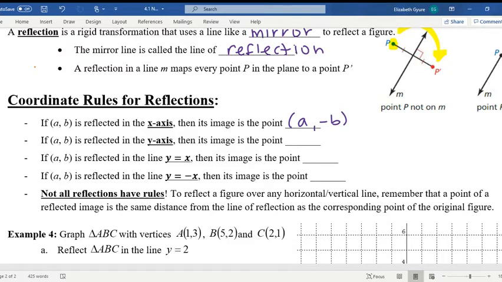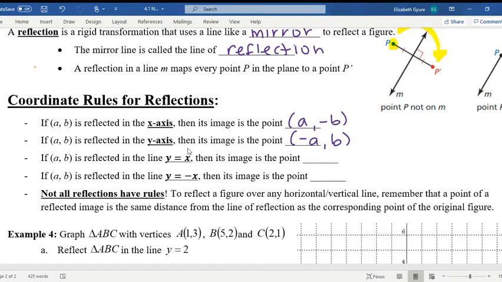If AB is reflected in the Y-axis, that's your vertical axis, then your image is the point opposite of A, comma B. So this time A, or your X value, becomes the opposite. If it was negative, make it positive. If it was positive, make it negative. And your B, or your Y value, stays the same.